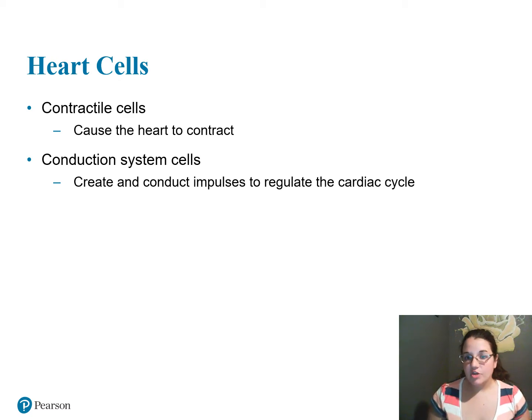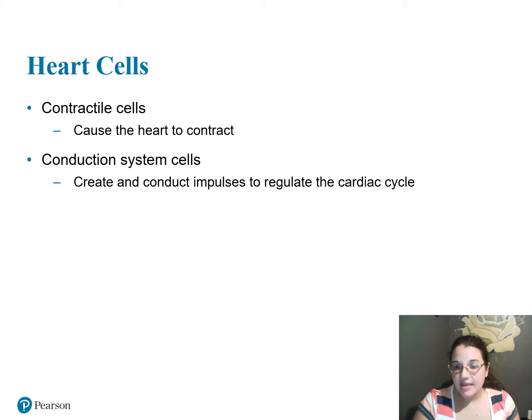Now we're going to talk about your heart cells. We have 2 types of heart cells, your cardiac cells. Contractile cells cause the heart to contract. Conduction cells create and conduct impulses to regulate the cardiac cycle. Okay, so contractile cells cause the heart to contract. Conduction cells create and conduct impulses to regulate the cardiac cycle. Another way to say it, conduction is your electrical system of the heart. Contraction is your mechanical response of the heart cells. Okay?